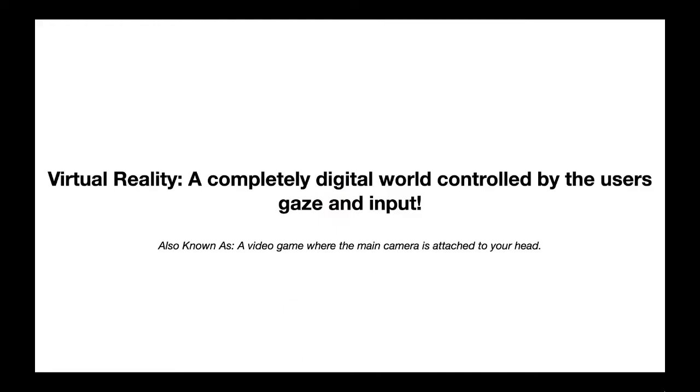And so virtual reality is a completely digital world controlled by the user's gaze and input. Another way of thinking about this is like a video game where the main camera is attached to your head. So imagine you are in the video game, and when you look left in the game, you look left, and when you look right in the game, you look right. That's basically what virtual reality is, and we don't have to complicate it any further than that.